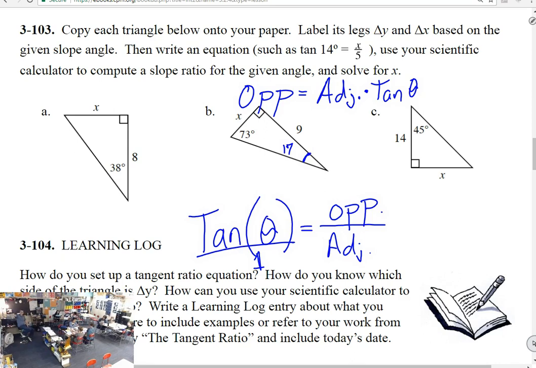Do the same thing here in C. The adjacent length, which is 14, times the tangent of 45. Why does this happen? What's the slope of an isosceles triangle? 1. So that slope ratio is 1 to 1. Even though we already know it, that's the quick way. If you can choose the angle strategically so that the unknown is the opposite side to the angle, type it into the calculator and you're done. You got your answer. Make sense? Yeah. There is tangent for you.